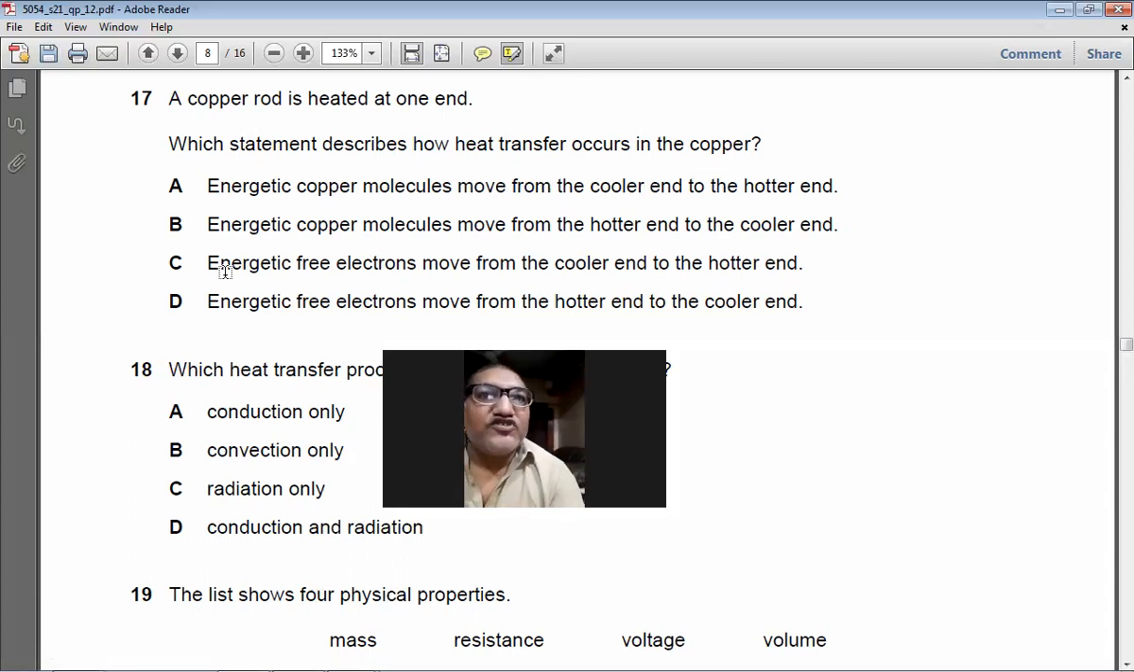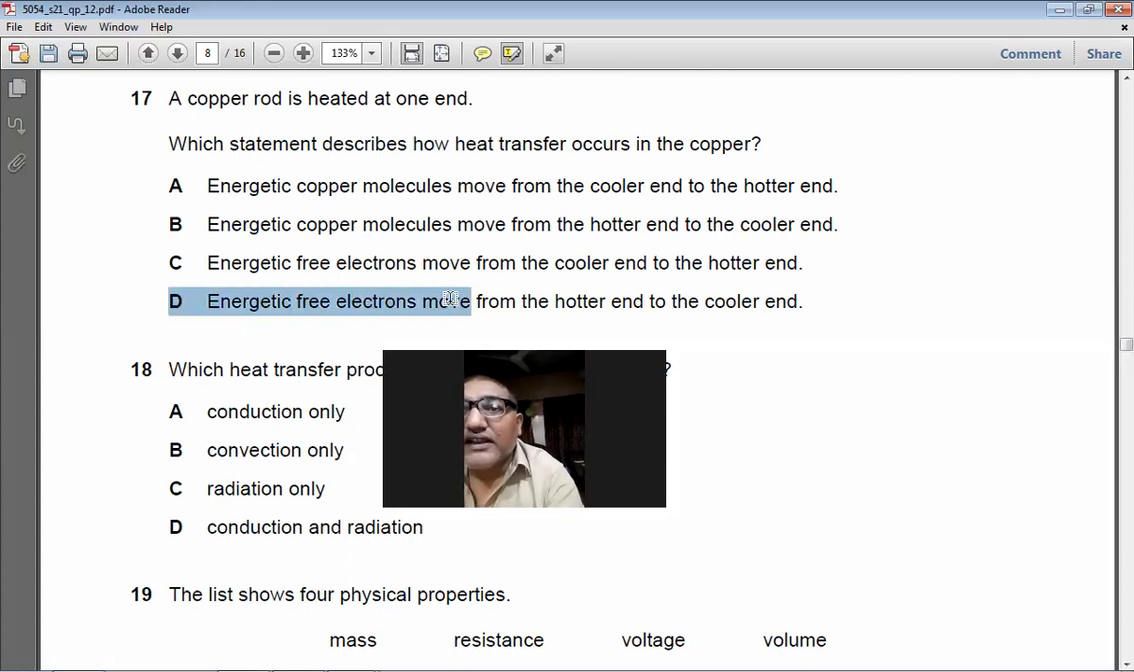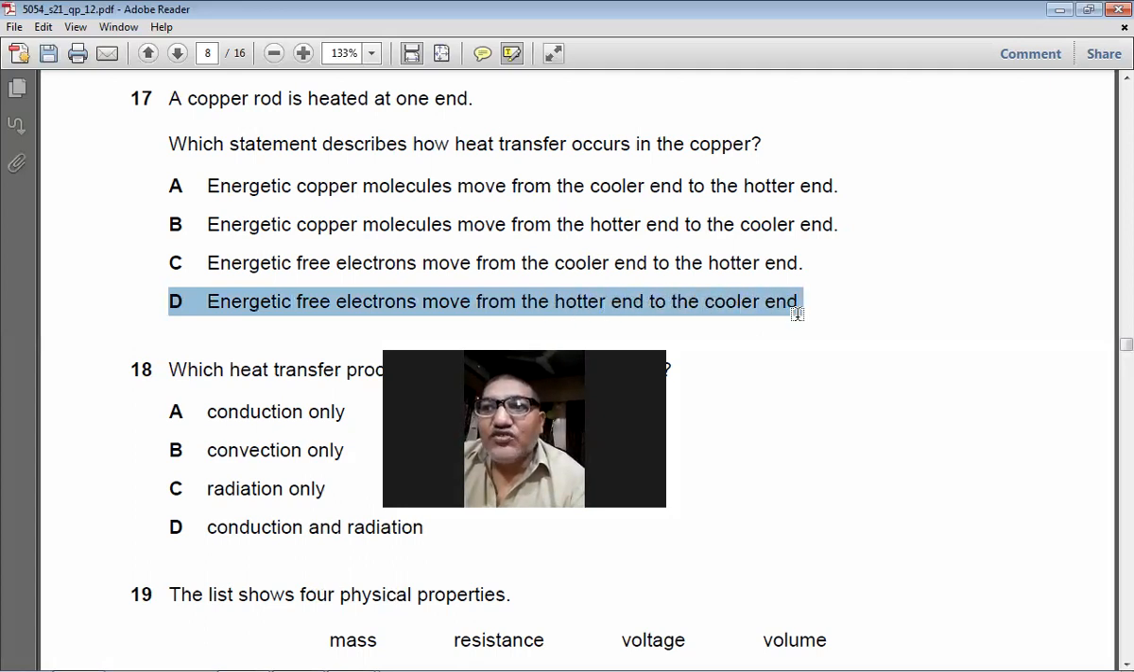The options are: the energetic copper molecules move from the cooler end to the hotter end. That is wrong. The molecules do not move. Their net movement is zero. Energetic copper molecules move from the hotter end to the cooler end. That is wrong. Energetic free electrons move from the cooler end to the hotter end. The free electrons actually move, but they do not move from the cooler end to the hotter end. They move from the hotter end to the cooler end. So D is the right option. The energetic free electrons move from the hotter end to the cooler end.